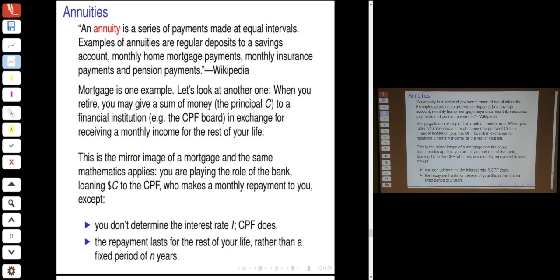And the other difference is that when you take a loan or a mortgage from a bank, then the repayment lasts for a fixed amount of time. For example, in the last example problem, we saw that the repayment lasted for 25 years. Here, in the case of the CPF board, the repayment lasts for the rest of your life. Okay? So there is no time limit. So the CPF board has to take that into account when it decides that.